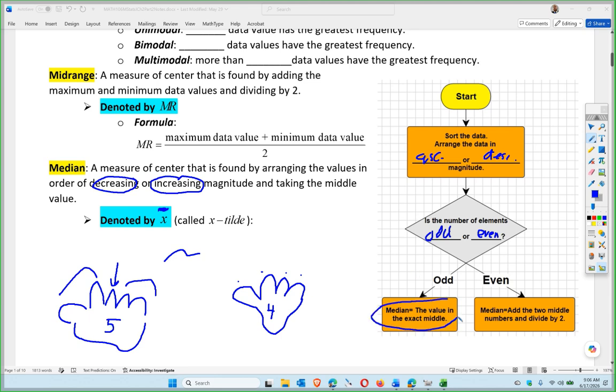So if it's odd, it's easy. You just take the one in the middle, and you're done. But if it's an even number, you have to take the average of those two middle ones to figure out the true middle. So you have to do a little bit of work on the median and the mode, because the way you answer it varies depending on whether it's odd or even.